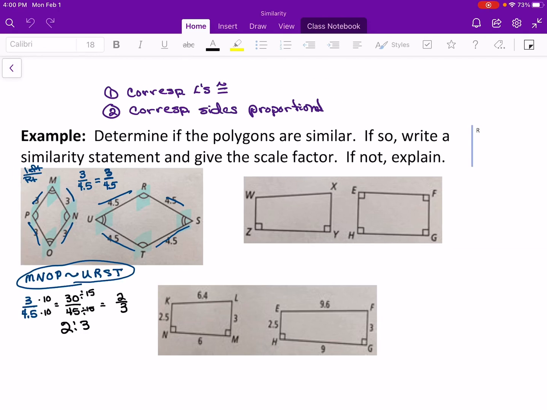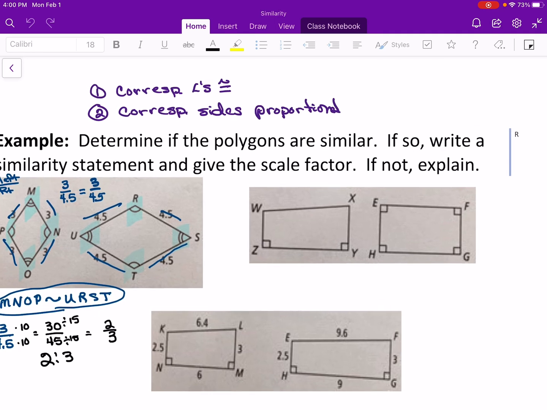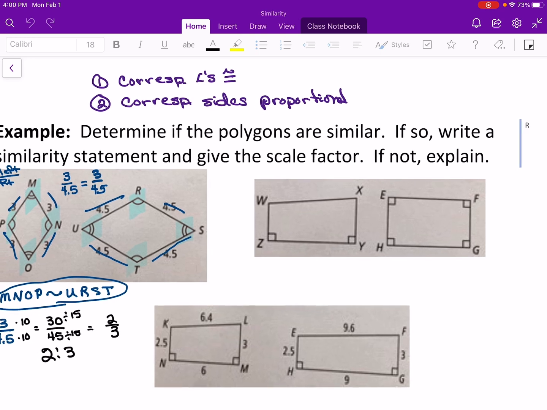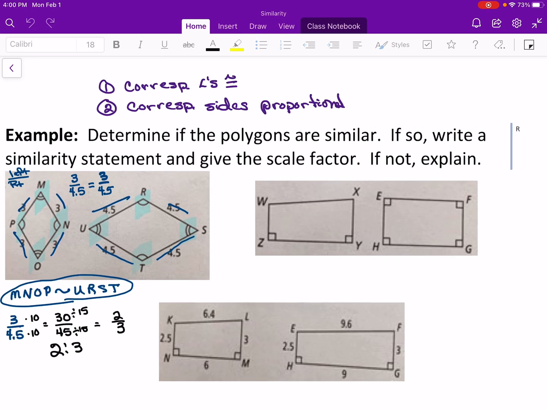This is part 2 of similar polygons. We were ready for the second example to determine if the figures were similar. So we do the first check.